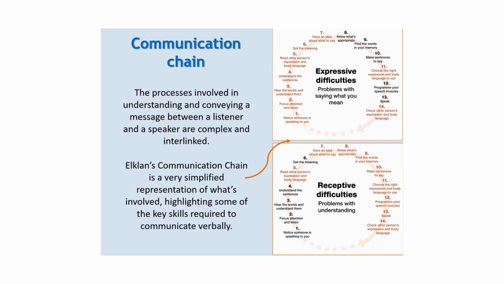Communication chain. The processes involved in understanding and conveying a message between a listener and a speaker are complex and interlinked. Alkland's communication chain is a very simplified representation of what's involved, highlighting some of the key skills required to communicate verbally.